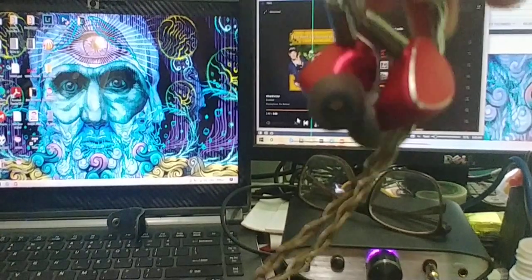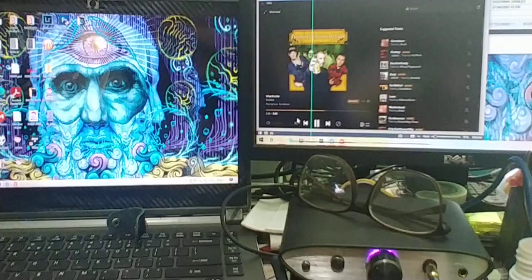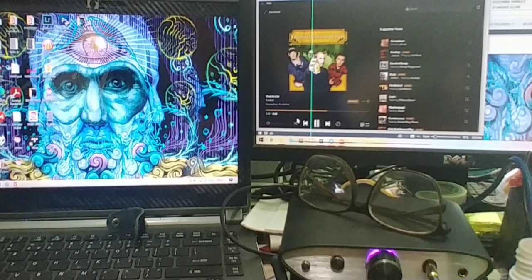So this is the Spring2. Moving on to the second most expensive IEM I have here, the Toneking T4.